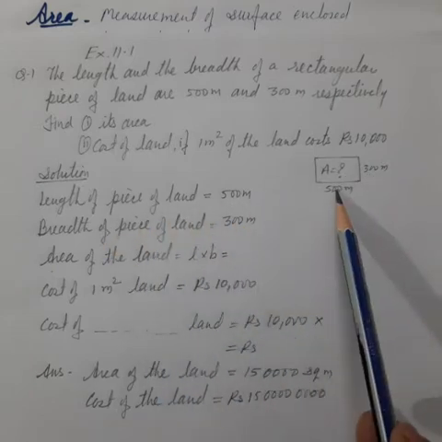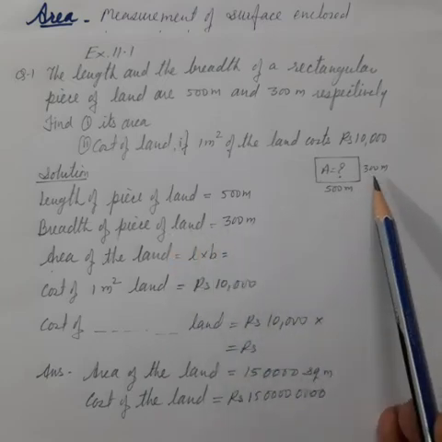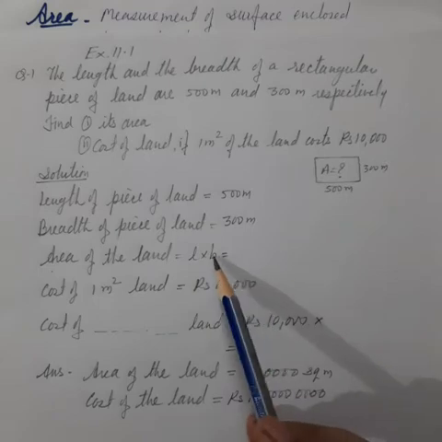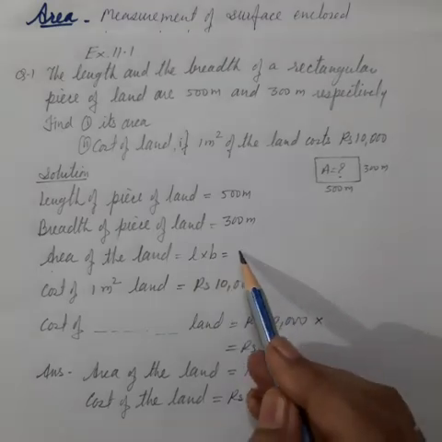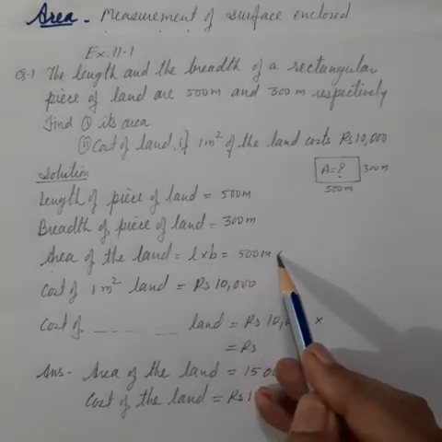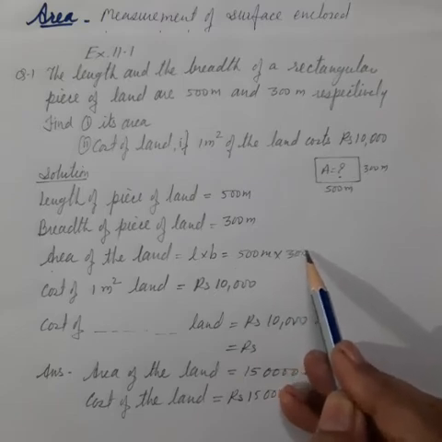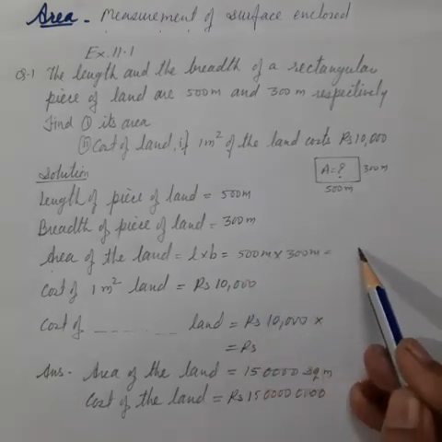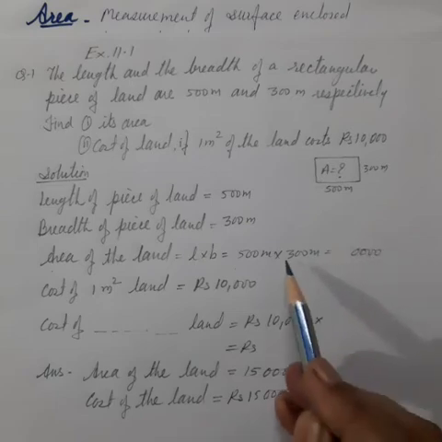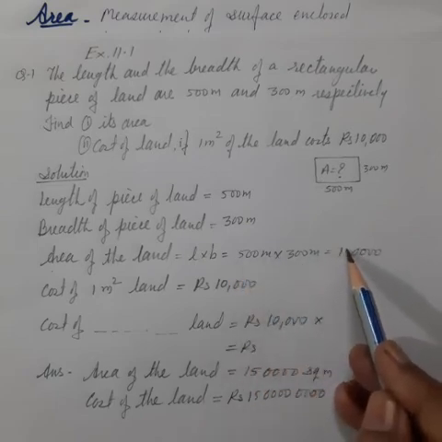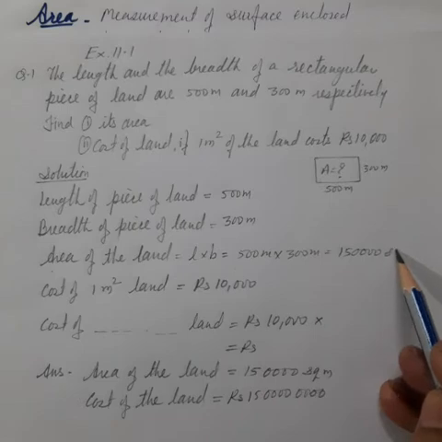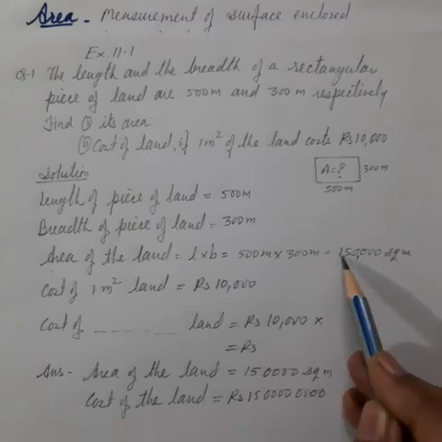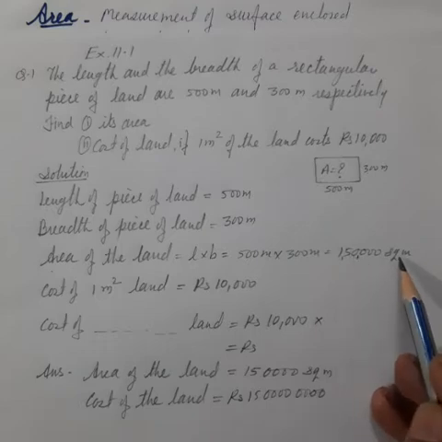So length is 500 meter, breadth is 300 meter and it is in rectangular shape. So the area of the land will be length into breadth. Length is 500 meter, breadth is 300 meter. Multiply. 4 zeros are there and 5 3s are 15. Meter into meter, square meter. So the area is 1,50,000 meter square.